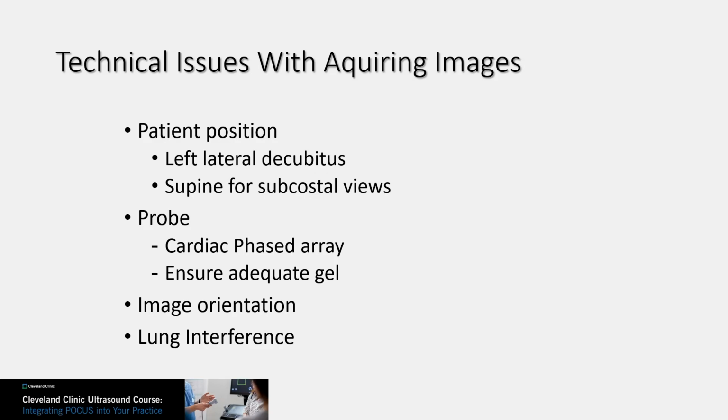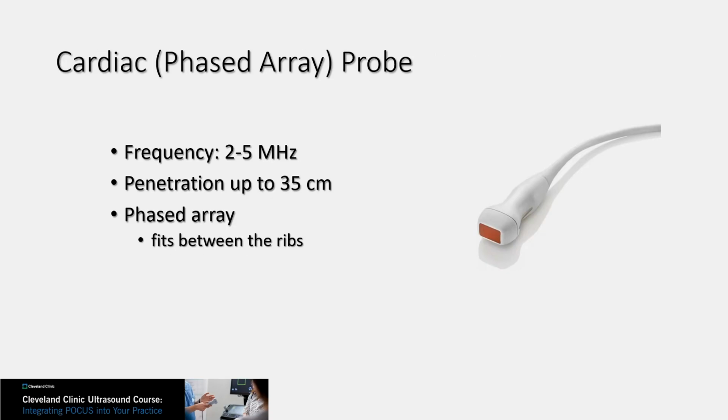The probe we will be using is a cardiac probe or a phased array probe. Make sure there is enough gel to be able to get the ultrasound transmission to the tissue. Be aware of the image orientation and always try to see if you can avoid the lung as much as you can. So this is the cardiac probe or a phased array probe. The frequency is 2 to 5 megahertz. It can penetrate up to 35 centimeters. And the reason we use a phased array probe is because of the small footprint, it can fit between the ribs.